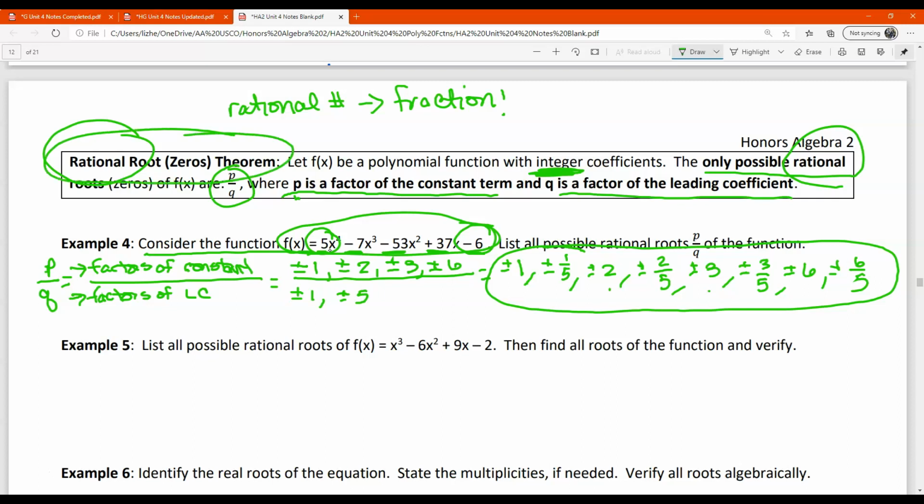So just be aware, these are the only possible rational roots of that function. That does not mean there's not irrational roots. And remember, irrational roots are radicals that can't be simplified. For example, the square root of 5. Or, well, I'll just say it, a decimal that does not repeat, for example, pi or the natural number.